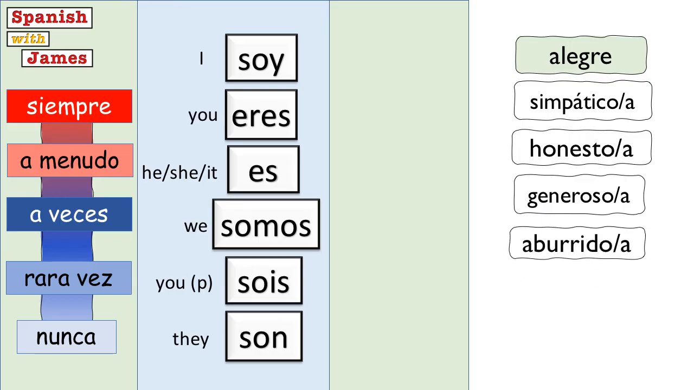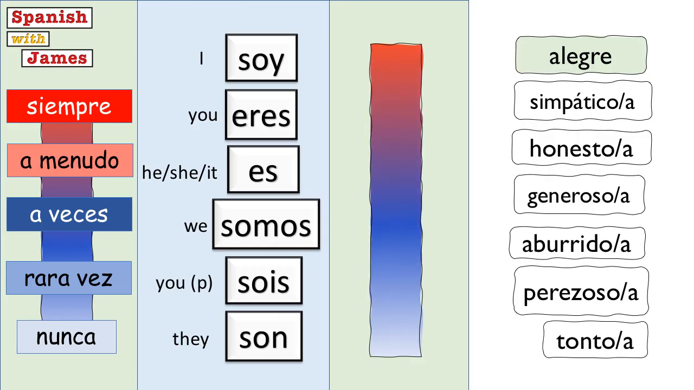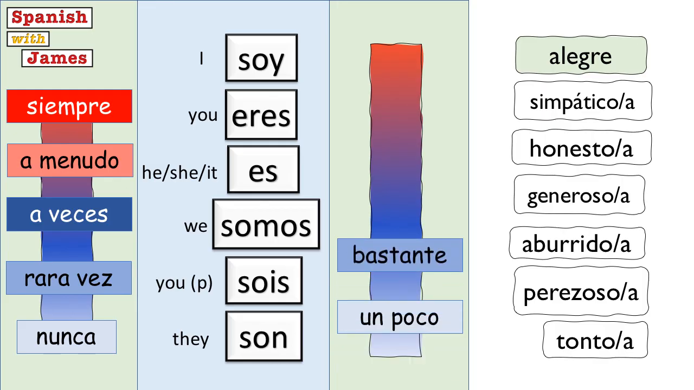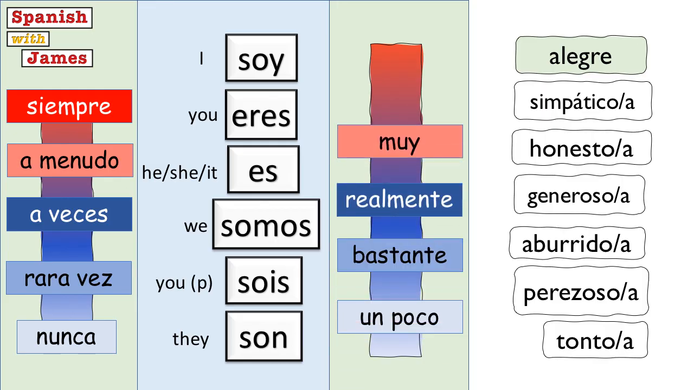Rara vez soy aburrido. I am rarely boring. A menudo soy perezoso. So I am often lazy. We could also say nunca soy tonto. I'm never silly, I'm never stupid. And we can still use the other words as well. Un poco, bastante, realmente, muy, super, to add even more detail. Like siempre soy super alegre. I'm always really happy.